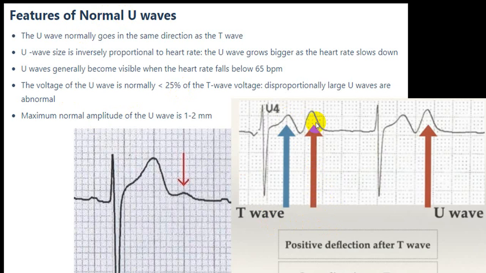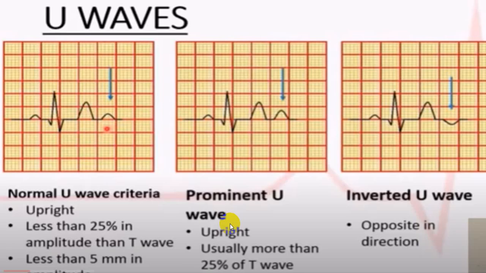Here you can see the U wave is equal to the T wave, or a little more than the T wave. So this is pathological. While here you can see the height of the T wave and the height of the U wave. This is the U wave. This is the T wave. So the amplitude is less, even less than one small square. So that is non-pathological.